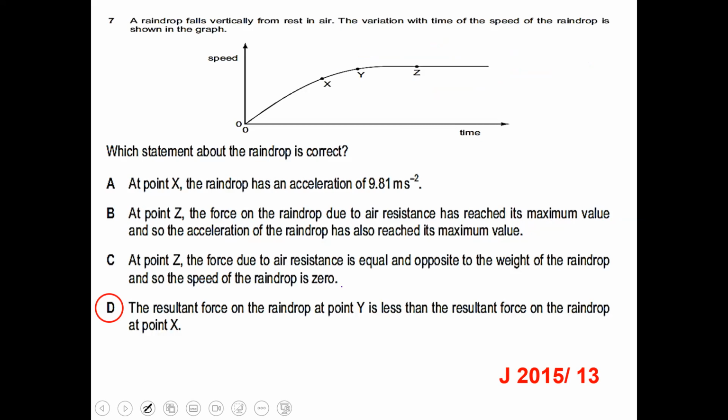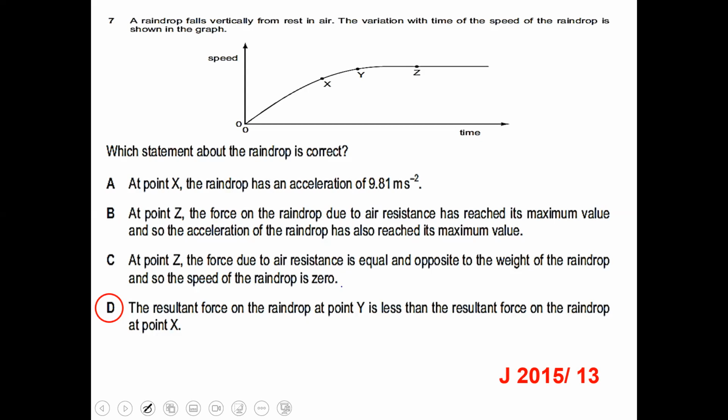Elimination method, O-level physics. All other options we checked, they were not working, and he was making small traps. The language was very close. The resultant force on the raindrop at point Y is less than the resultant force on the raindrop at point X. So if you look at the screen, it's a case of terminal velocity.